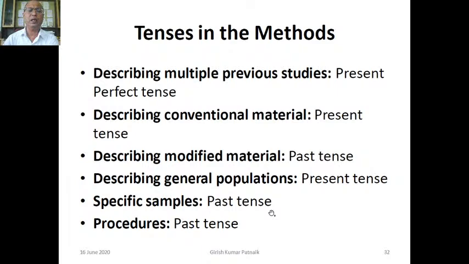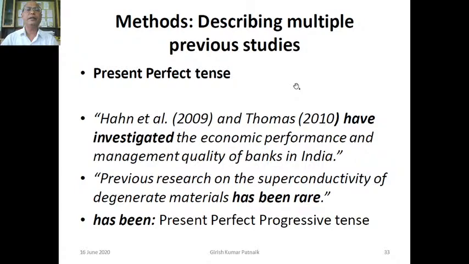And the procedure, whatever procedure you followed at the time of performing the experimentation. Now I am writing, but the procedure that you performed, the procedure that you followed, is a past. So obviously it should be in the past tense. Then in the method, describing multiple previous studies, that I have already said, is present perfect tense. It is very much similar to the multiple studies in the literature review that we saw.